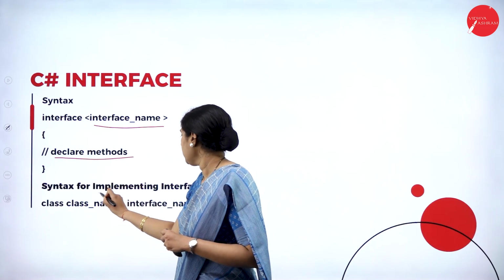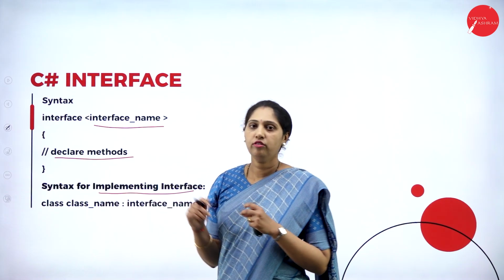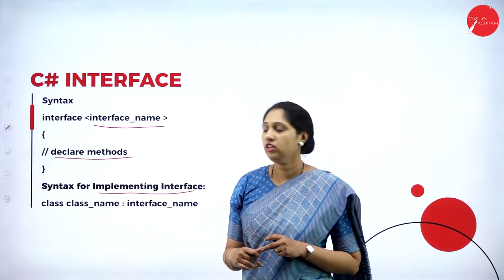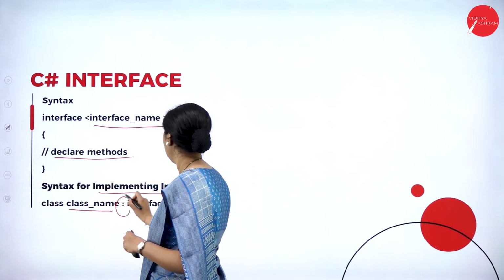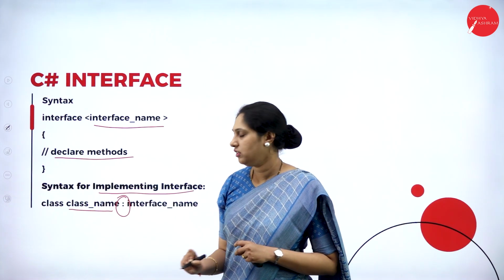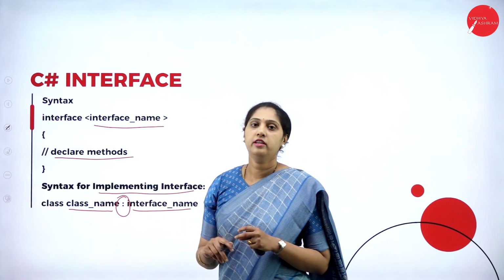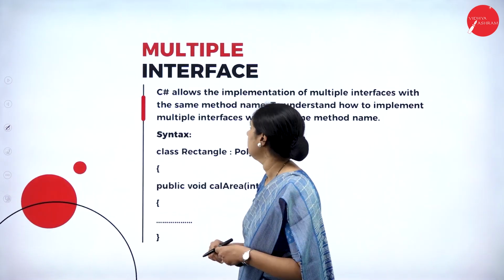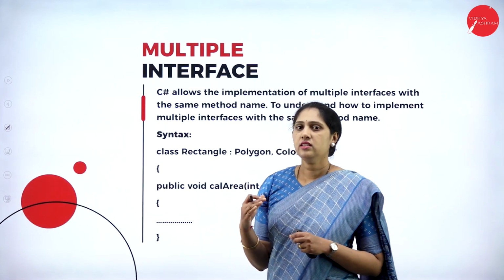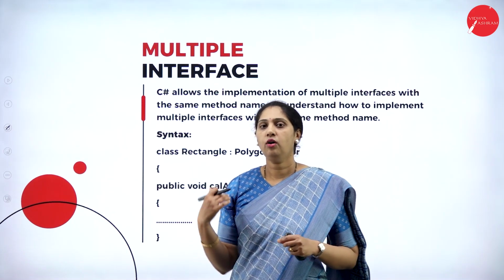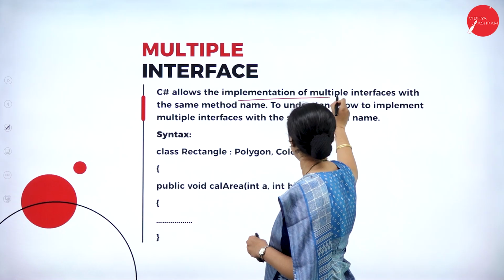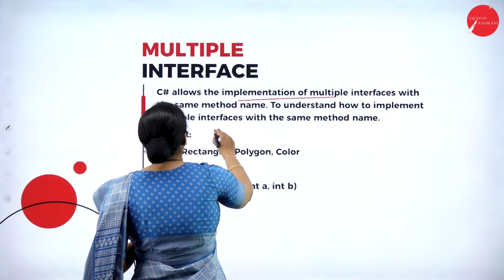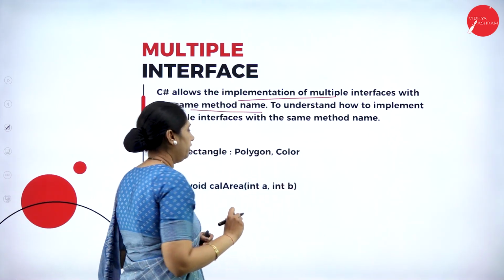Then the syntax for implementing an interface. Now I have to write the code. How shall I write the code? What I do is, I'll take one more class and implement it. This colon will tell you it implements the interface. Next. So we already discussed multiple inheritance, but how to do it with an interface? C# allows the implementation of multiple interfaces with the same method name.